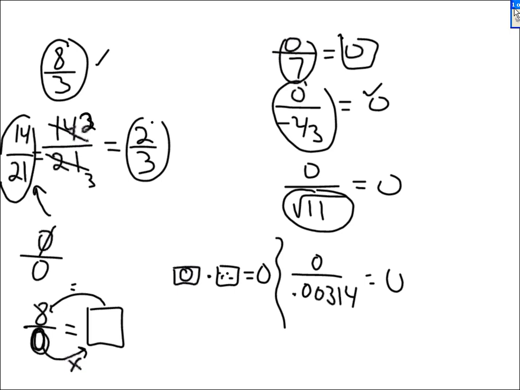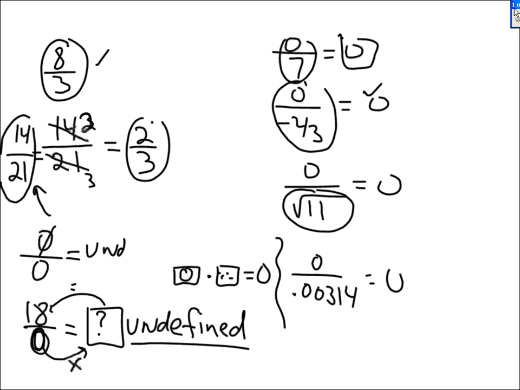But with 0, you don't have that problem. If I ask you what 0 times, and then the number I say is not clear, you still know the answer is 0. There's nothing to put here. We call this undefined. 8 divided by 0 is undefined. And if you got a limit and it was 8 divided by 0 or 18 divided by 0, you were done. You would say the limit is undefined. Not 0 over 0 is undefined.